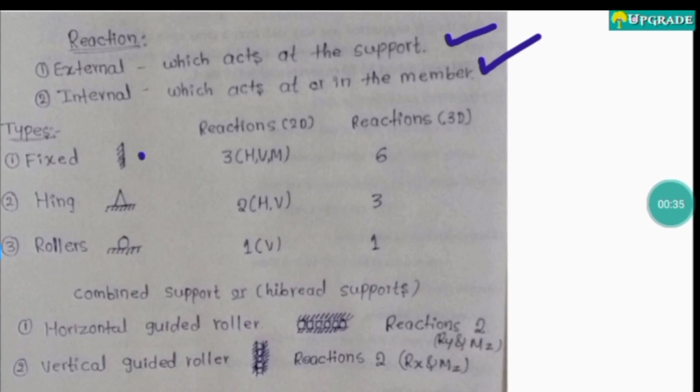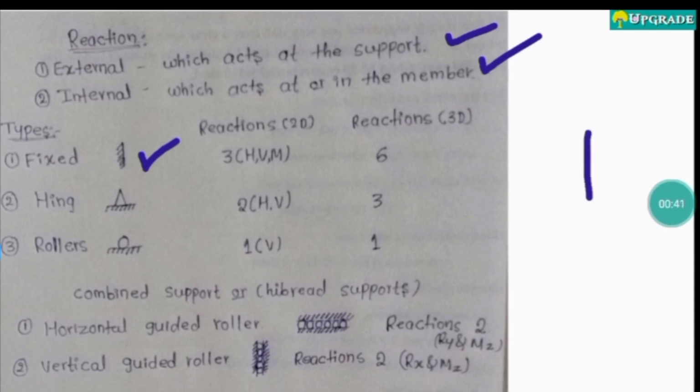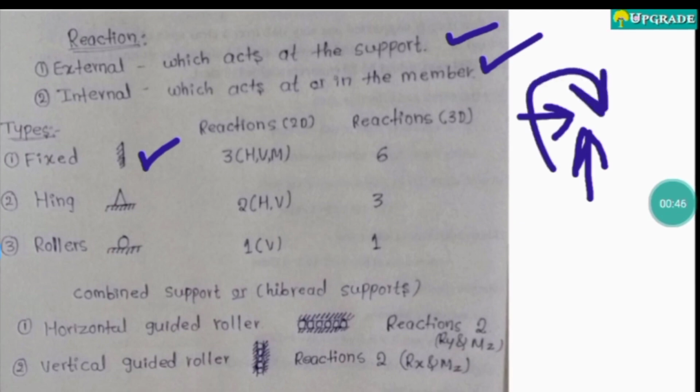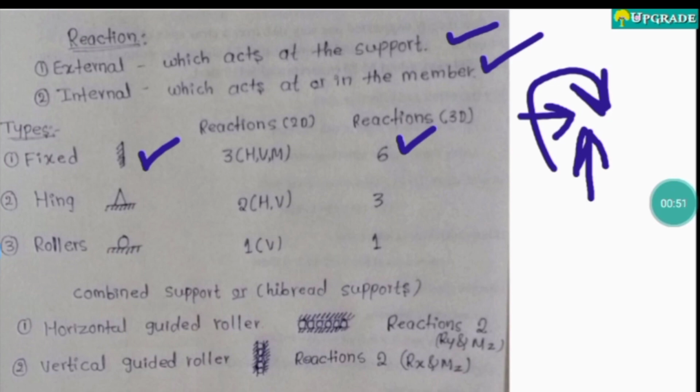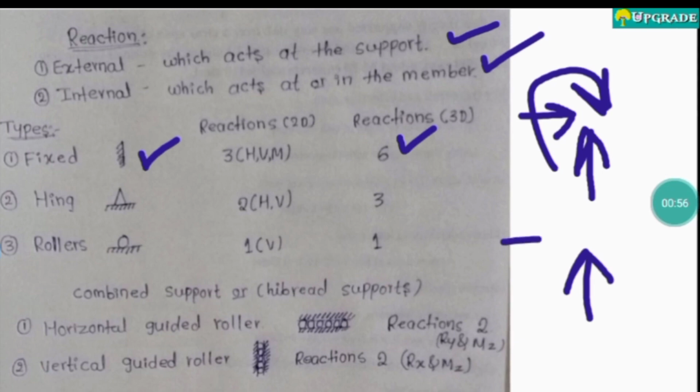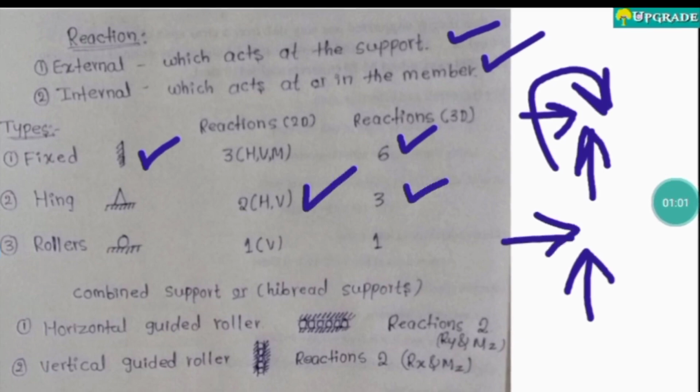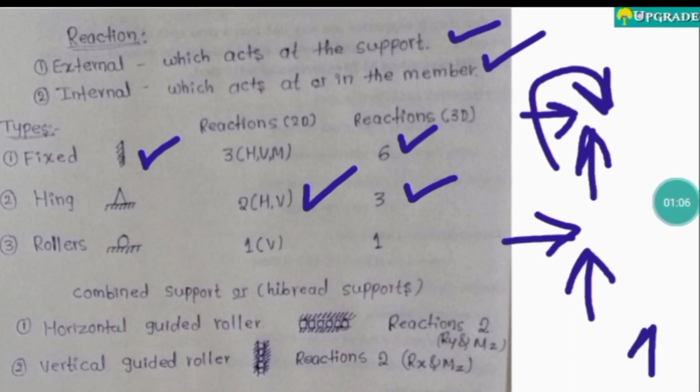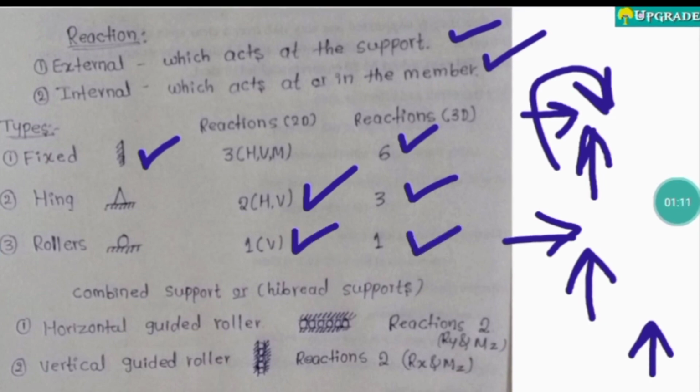The first one is the fixed support. A fixed support in a 2D structure has 3 reactions: vertical reaction, horizontal reaction, and the moment. In a 3D structure it has 6 reactions. Now going to the hinge. A hinge has 2 reactions only, vertical and horizontal, that is 2 in a 2D structure and 3 in a 3D structure. And coming to the roller, a roller has only one reaction, the vertical reaction, so in 2D it has one, and in 3D also one reaction.